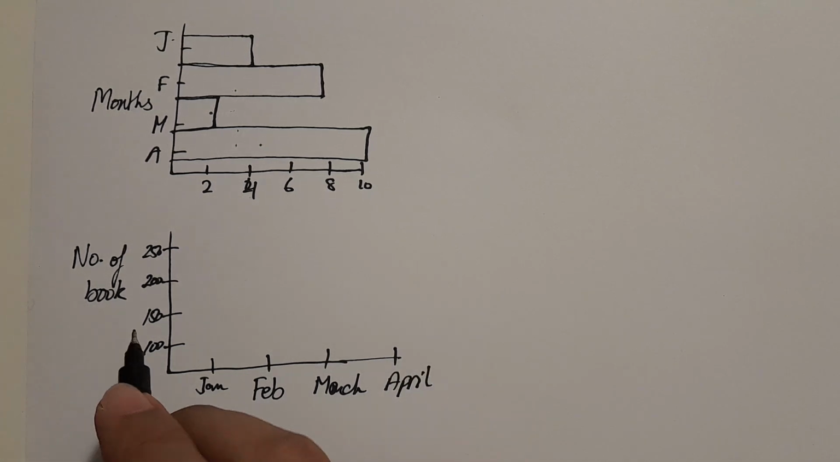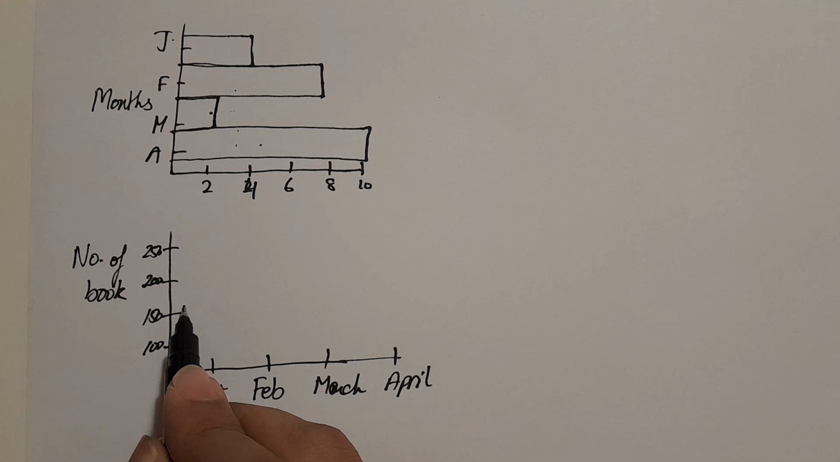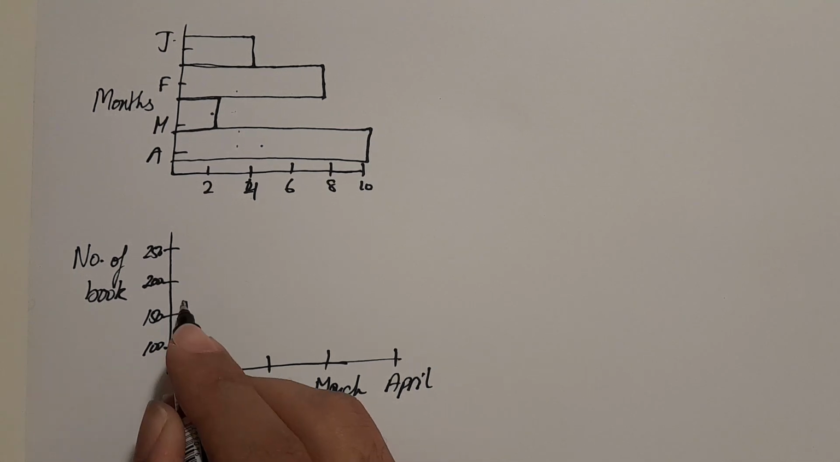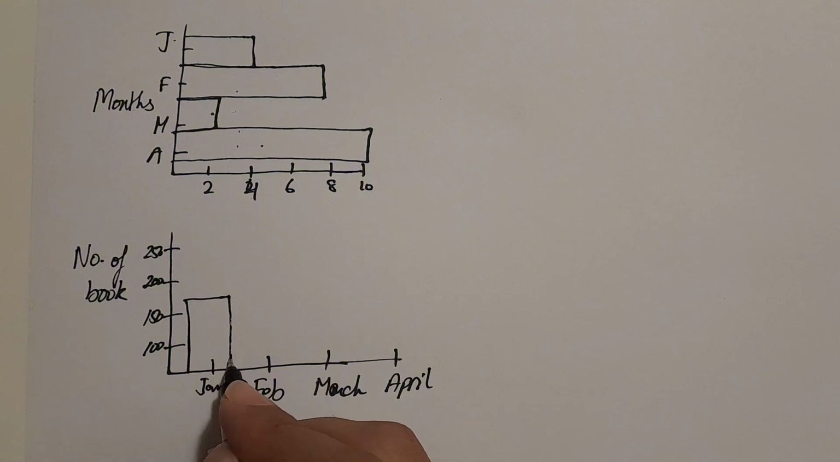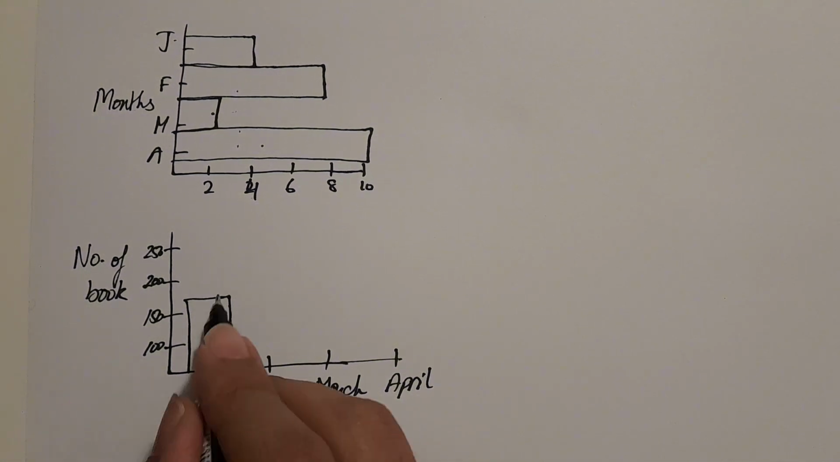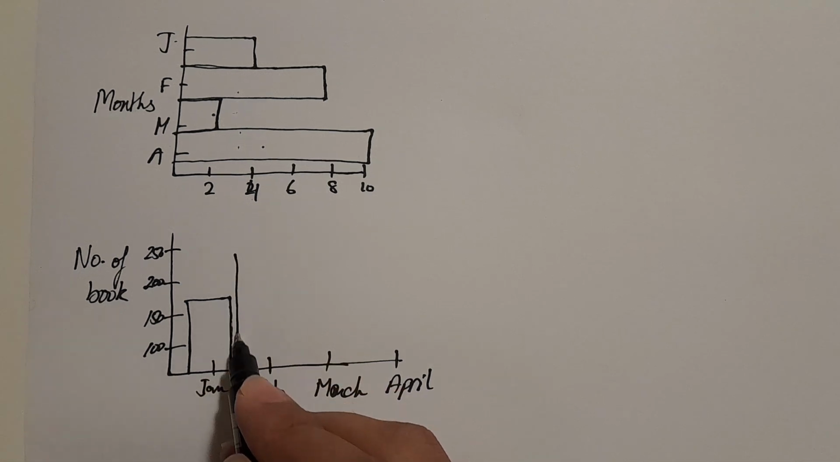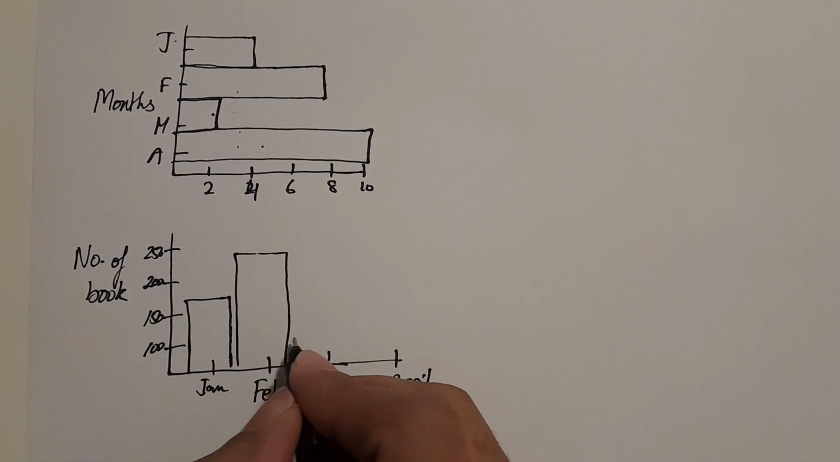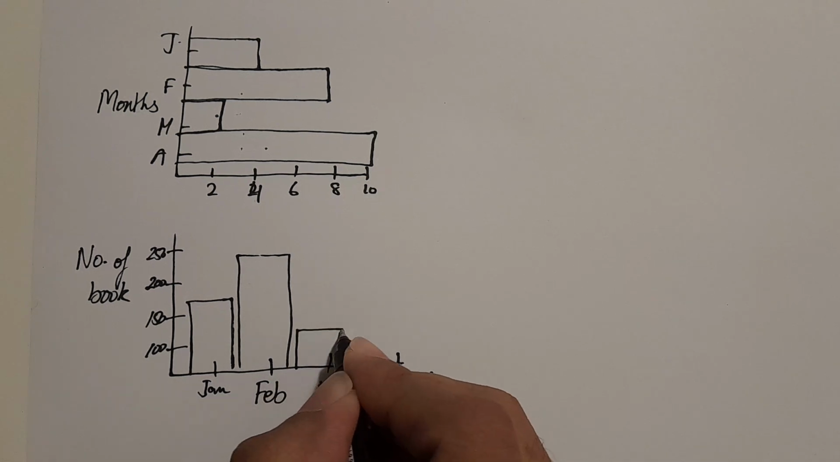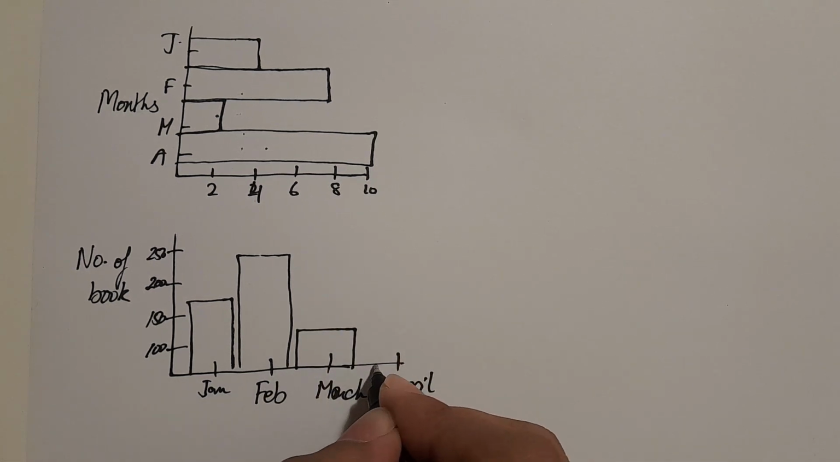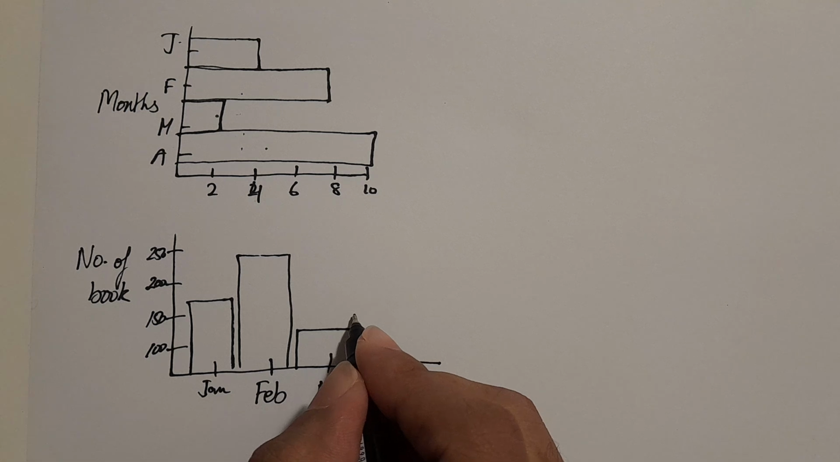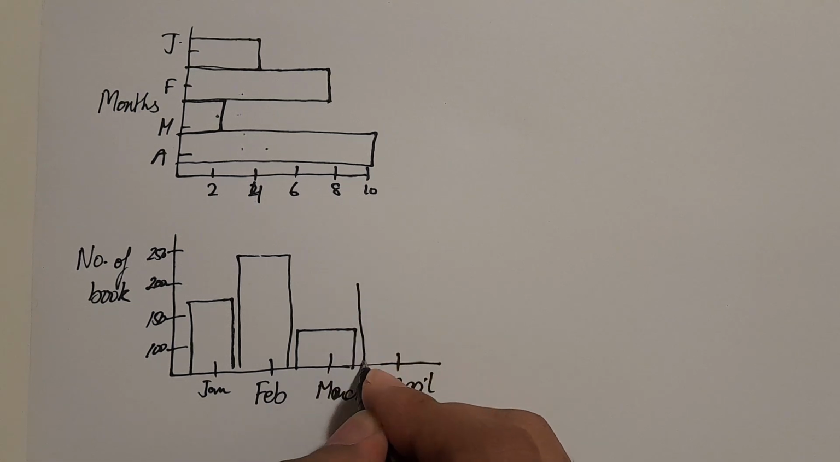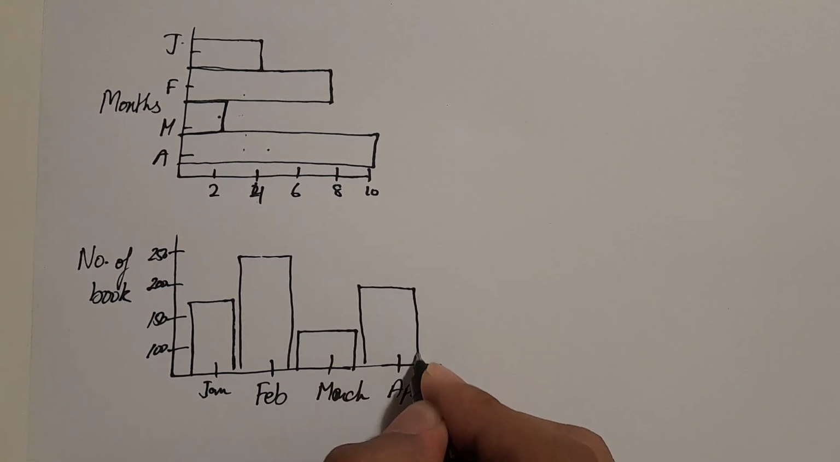So in Jan around 175 books were taken out of the library, whereas in February 250 books were taken out, whereas in March only 100 books were taken out, and in April there were 200 books taken out of the library.